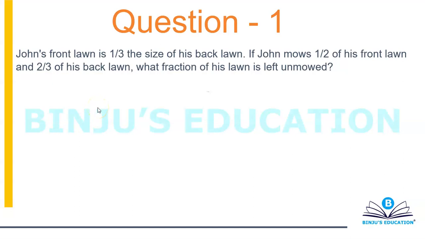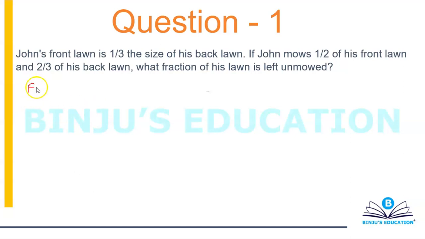John's front lawn is 1/3 the size of his back lawn. John mows half of his front lawn and 2/3 of his back lawn. What fraction of his lawn is left unmowed? All right, we'll go step by step.